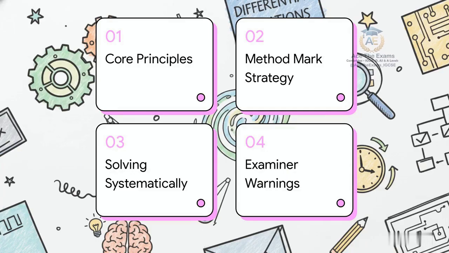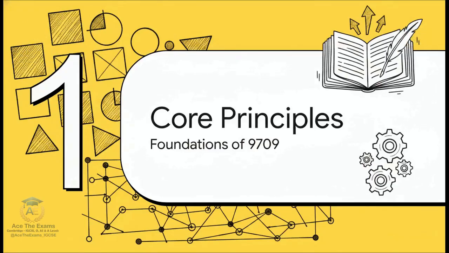Here is the flight plan on the main HUD. 1. Core principles. 2. The method mark strategy. 3. Solving systematically. And 4. Top examiner warnings. Trajectory locked. Let's move. Phase 1. Core principles. The foundations of 9709. Let's clear orbit.